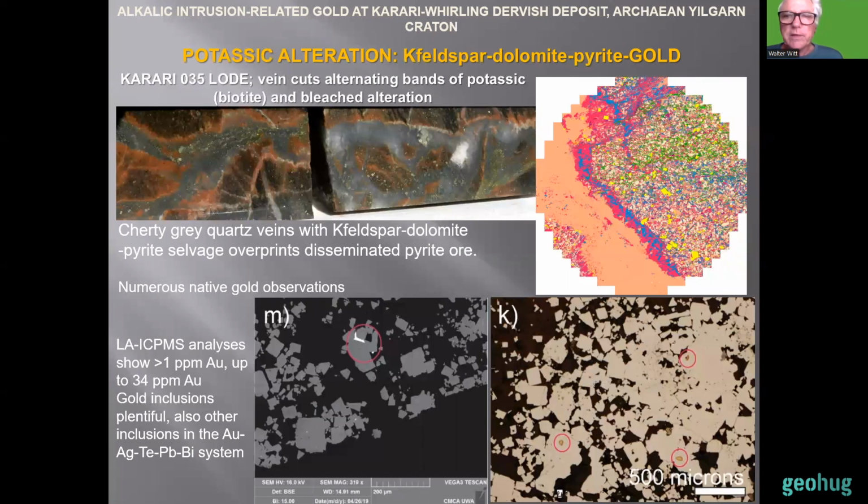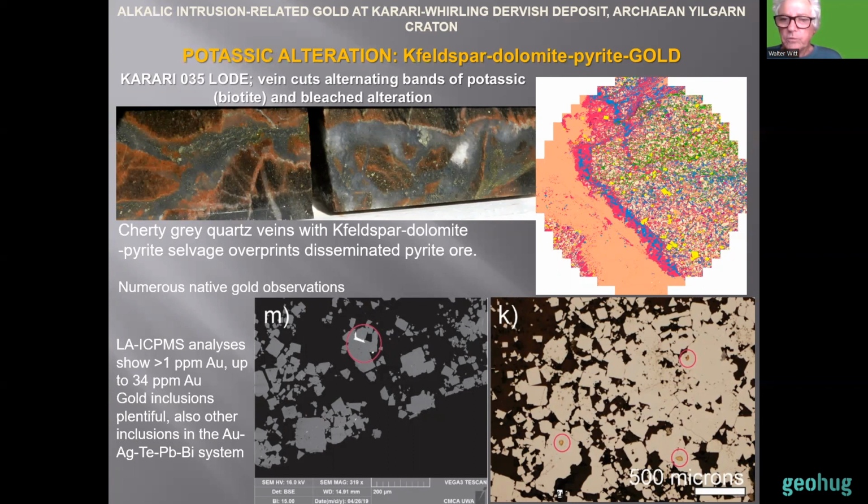Here we are looking again at that cherty grey quartz pyrite vein. And notice how it has a thin, pale selvage, which postdates alternating bands of biotite alteration and hydrothermal bleaching. The TEAM image on the right shows the selvage on this vein is formed mainly by K feldspar, pink, and dolomite or ankerite in blue.